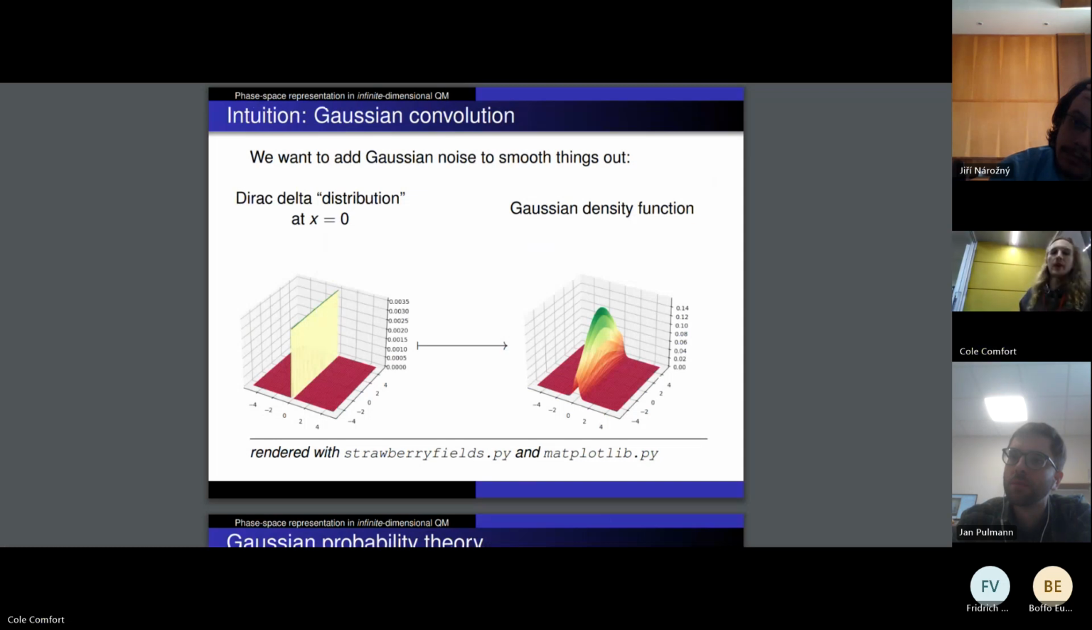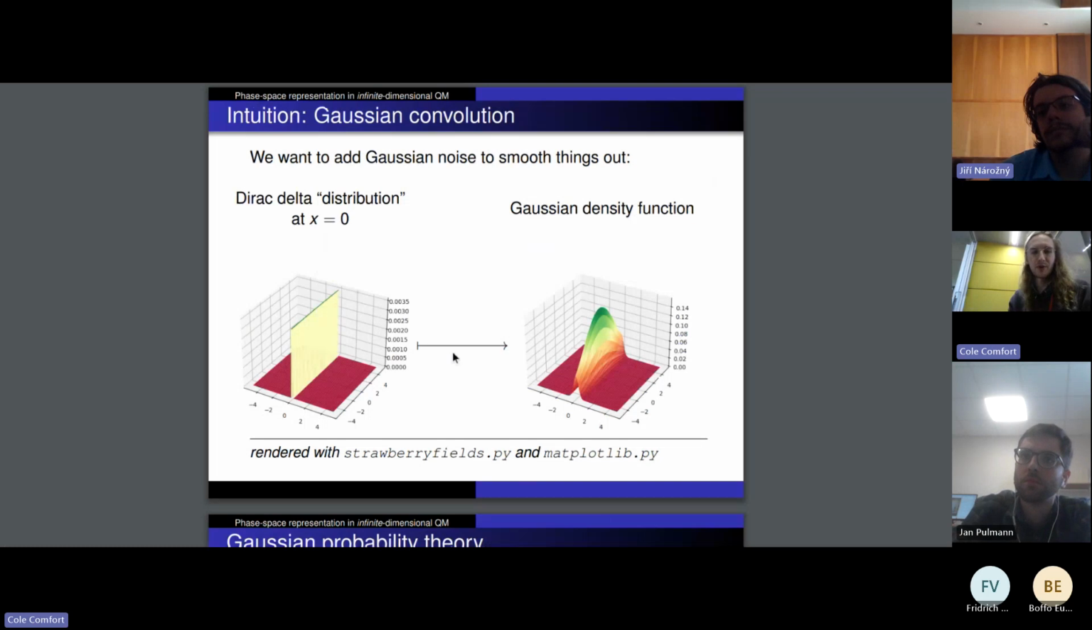And the way that this is done by physicists usually is you take convolution with the Gaussian distribution. So what I've drawn on the right is, if you look at it, it's kind of in the same shape, but clearly it's not the same thing. But now you actually have a Gaussian distribution instead of just this weird Dirac delta thing.